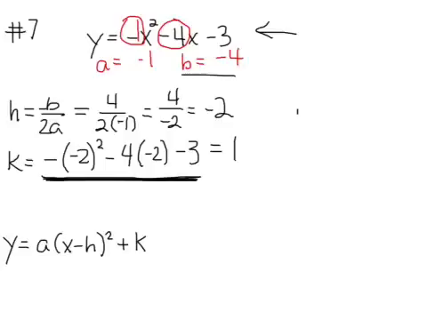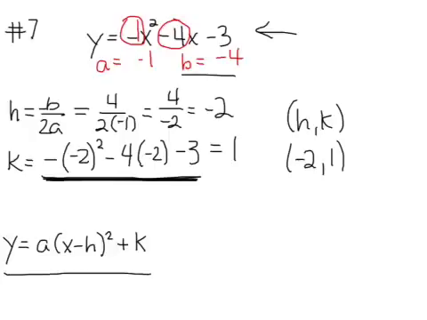Okay, so now that we've got H and K, remember that's our vertex. We actually have our vertex at negative 2, 1. But that's not vertex form. We've actually got to go all the way to putting it into vertex form. Here's our formula for vertex form right down here. So let's start plugging in what we have.